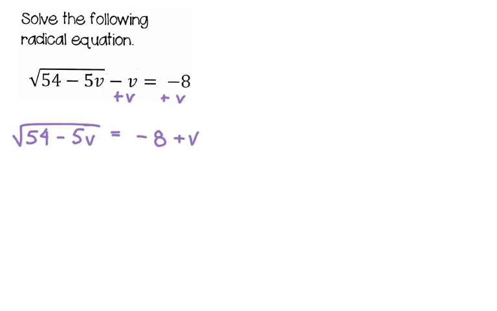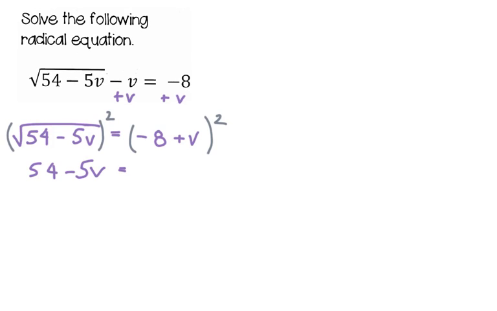Now what I'm going to want to do, because I've isolated the square root, is I need to undo it. And I undo square roots by squaring. So I'm going to go ahead and square both sides. Okay, now on my left-hand side, a square cancels out a square root since the whole thing is a square root. So we're just going to be left with 54 minus 5v.